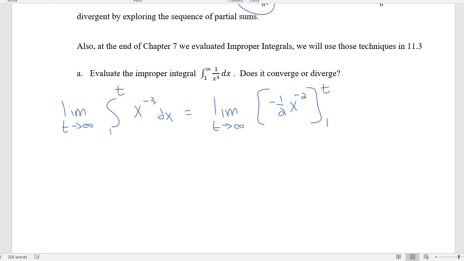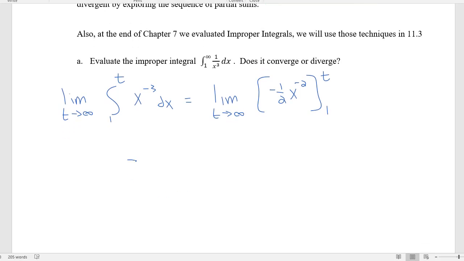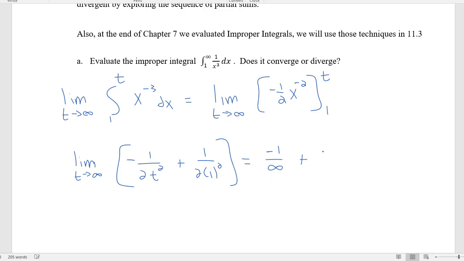I'll do upper limit minus lower limit, the fundamental theorem of calculus here. So I'm going to have negative 1 over 2t squared, and then minus negative would be a plus 1 over 2 times 1 squared. The last thing in our order of operations for this improper integral is to evaluate the limit. Again, this is not rigorous math notation, but basically t is going to infinity, so I'm getting 1 over infinity plus 1/2. We know that a constant over something growing without bound goes to 0, so that term goes to 0, and we get 1/2.